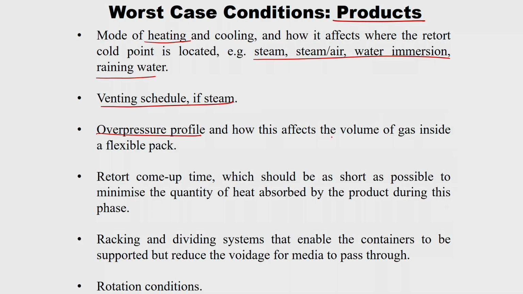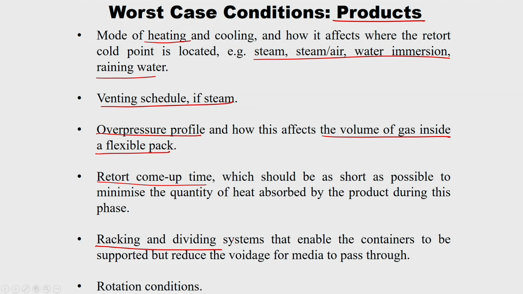Right, and the volume of gas inside the flexible package, we have also discussed this, because if you have trapped gas, there may be a blown out situation for the flexible packaging. So that also can be checked as one of the worst case conditions. Right, and the retort come up time. In most cases we calculate the F value keeping the come up period as short as possible. So there also we can create a worst case condition.